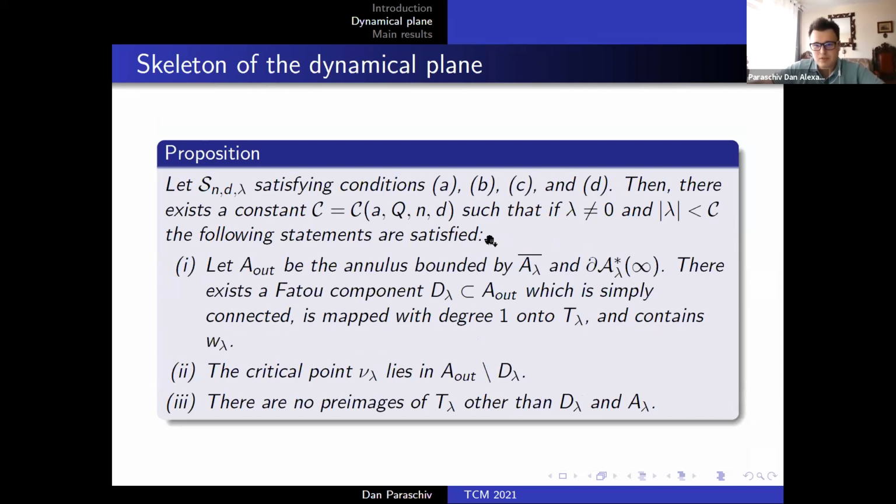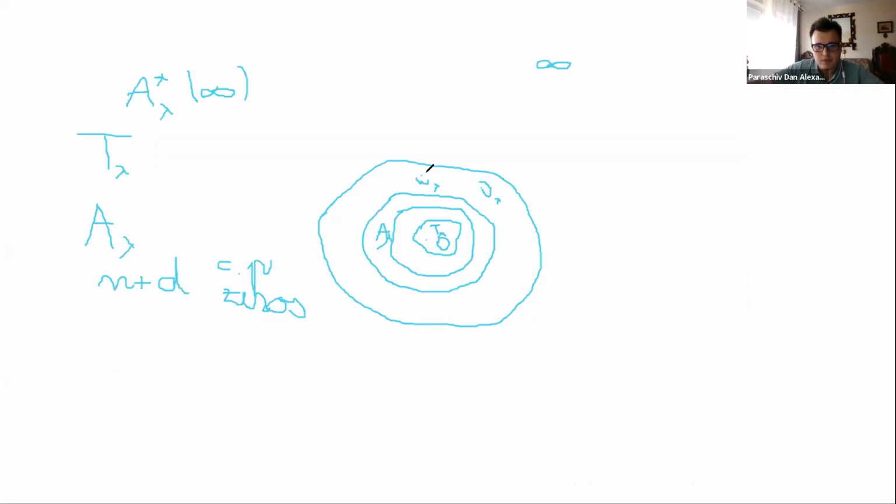And the next proposition tells us that the preimage of 0, W lambda, must lie in another Fatou component, because T lambda is a Fatou component, which will be denoted by D lambda. And D lambda lies outside A lambda, and of course in the interior of the region bounded by the boundary of the immediate basin of attraction.